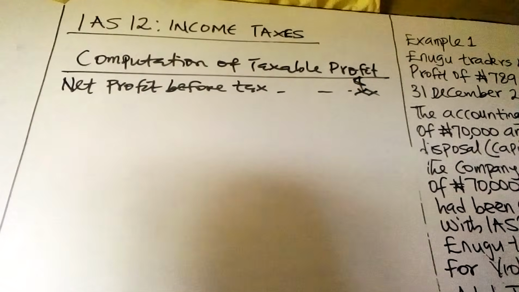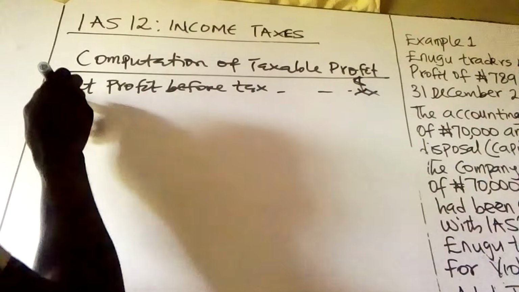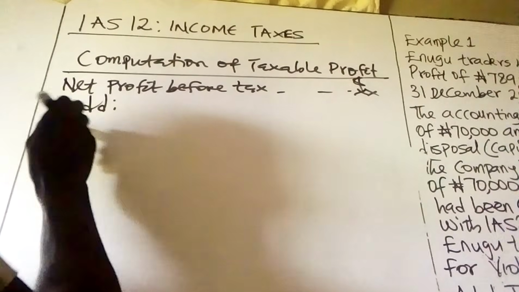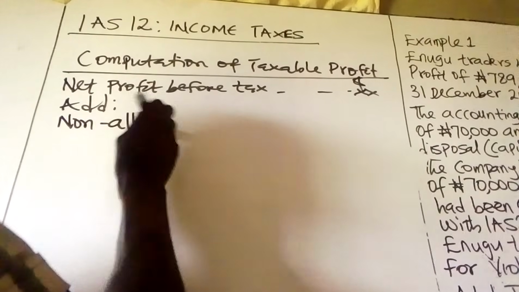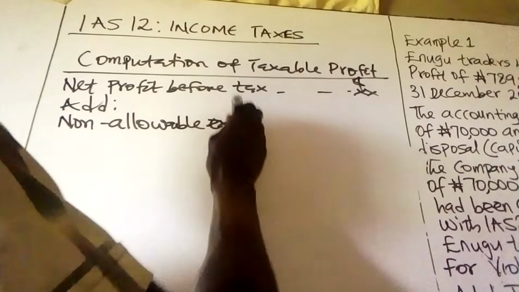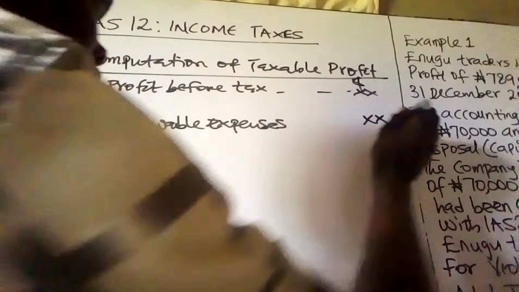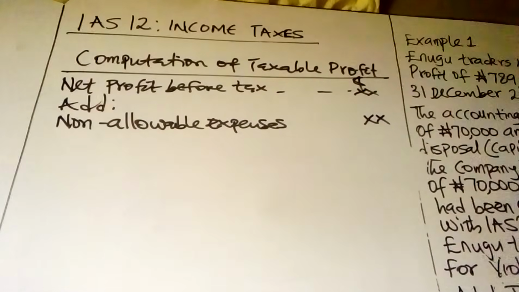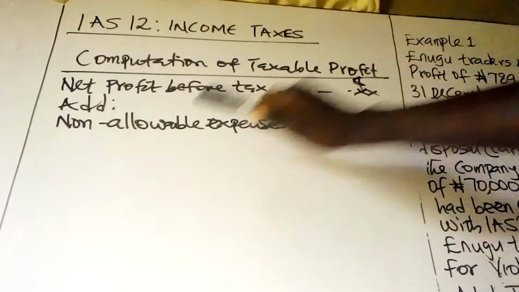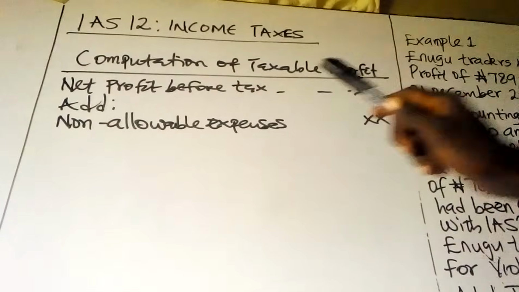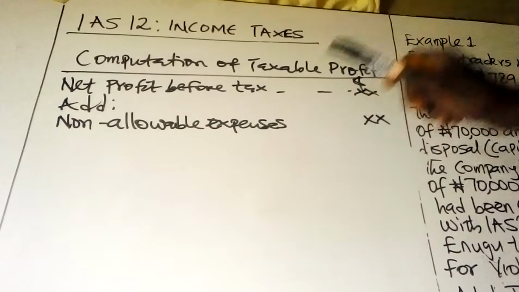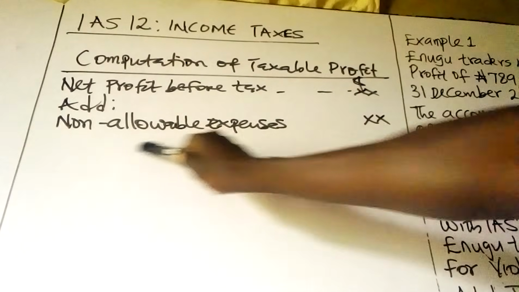Then you add non-allowable expenses. By non-allowable expenses, we mean those expenses which the tax authority does not allow for deduction in the computation of the taxable profit.